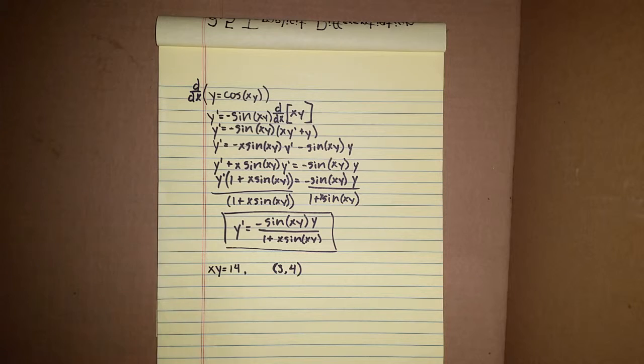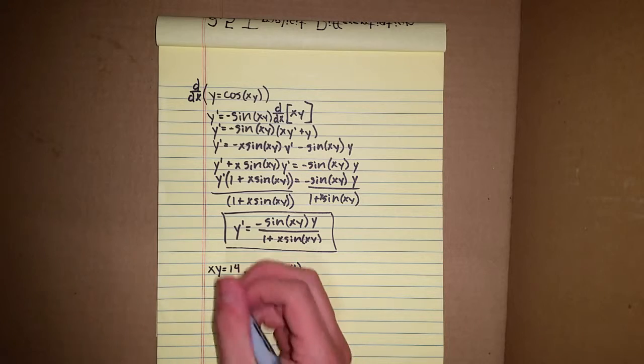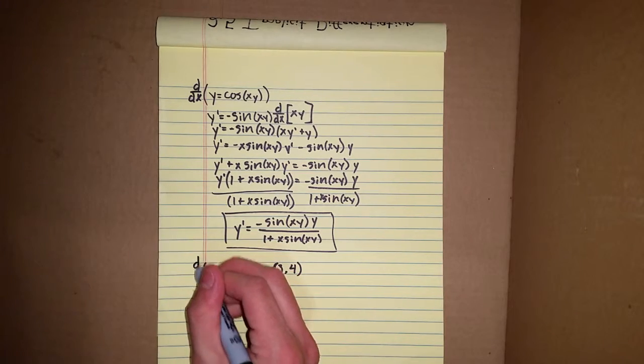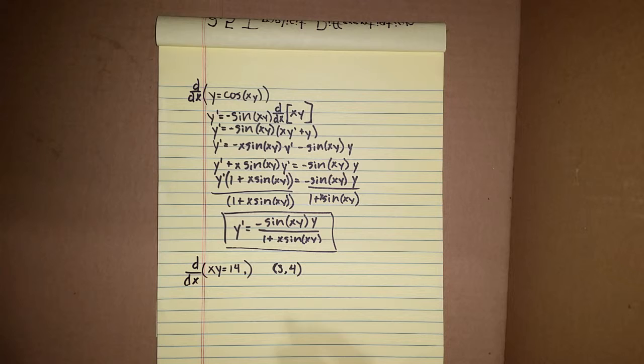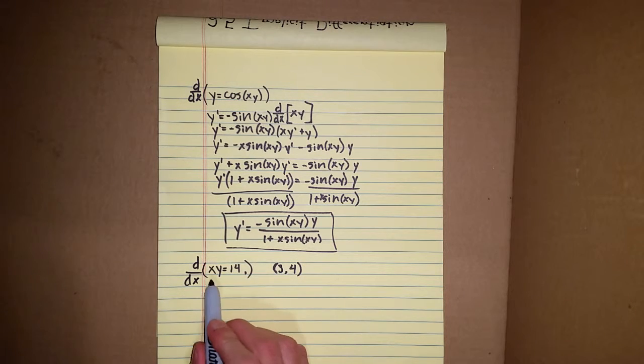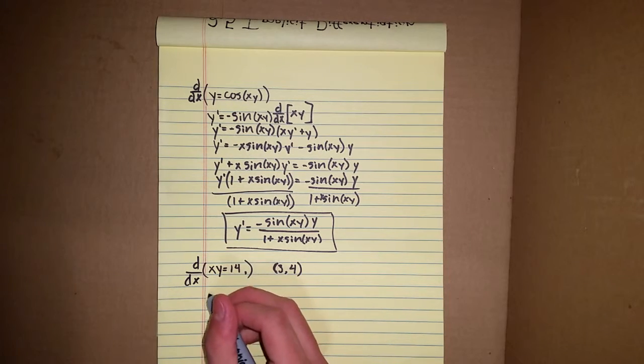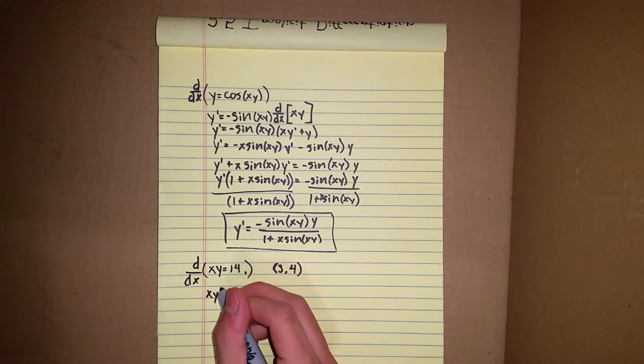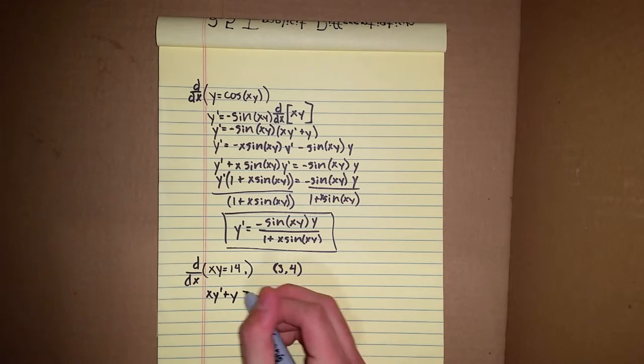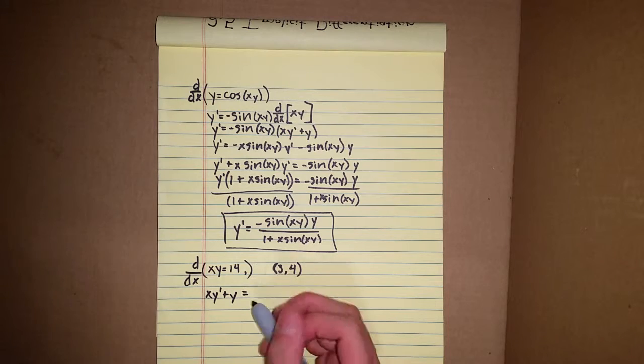Now, sometimes it'll ask you for the implicit at a certain point. So in this case, it's asking at the point 3, 4. So it's the same process. Take the derivative of both sides with respect to x. Once again, we have to use the product rule here. x y prime plus y is equal, and then derivative of a constant is just 0.